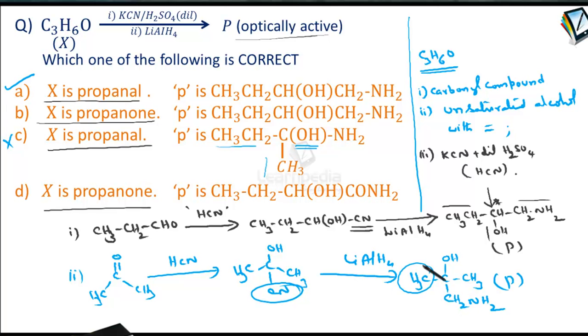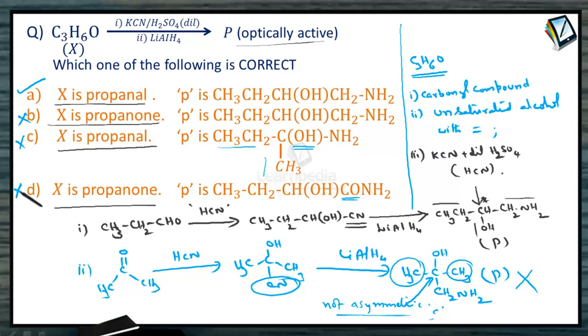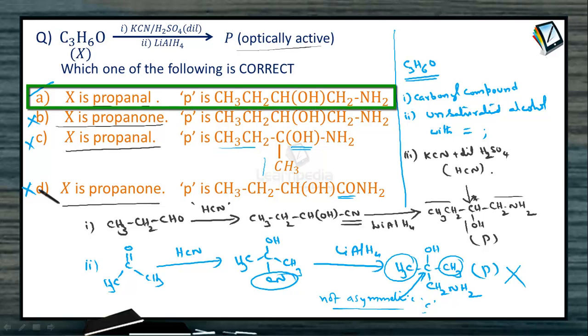But here if you see, this is a methyl group, this is a methyl group. So this carbon is not an asymmetric carbon, so there is no chiral center. Therefore, it is optically inactive. But what is given? P is optically active. So X is propanone, but this is not the product. So this is wrong. And where X is propanone, the product given is CONH2, which is not there. So this is wrong. So A is the right answer.